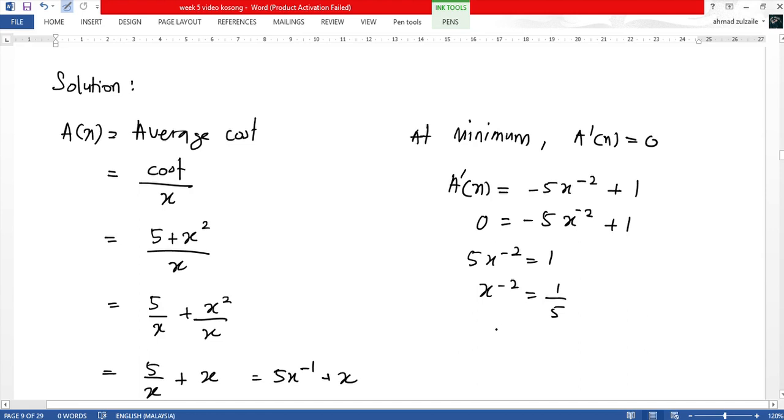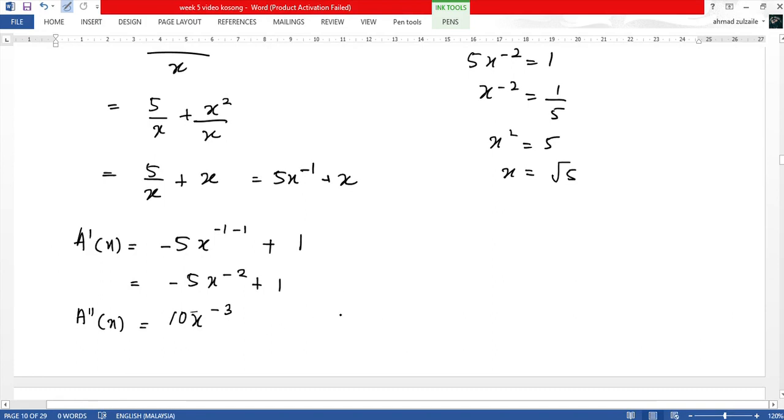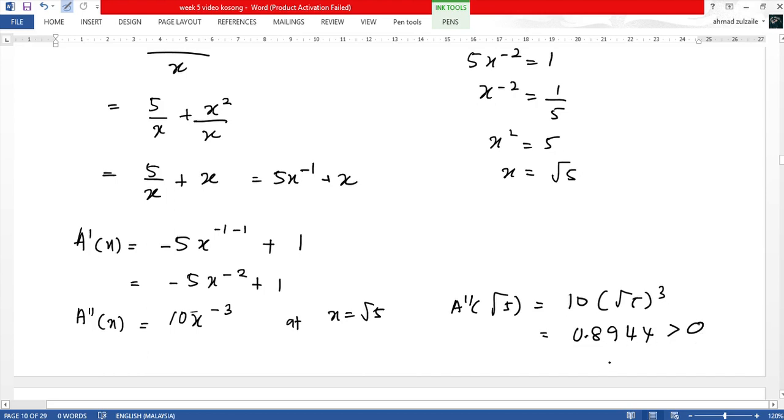Okay, so therefore you akan dapat kat sini ialah x squared equal to 5. Right? So x equal to square root of 5. Suppose ada plus and minus, but remember x ni sepatutnya positive, so therefore I put aside negative. Okay, now kita by using the x equal to square root of 5, now kita check at x equal to square root of 5, A double prime of square root of 5 equal to 10 over square root of 5 power of 3. Over here you will have 0.8944, which is greater than 0. So confirm x equal to square root of 5 give a minimum average cost.